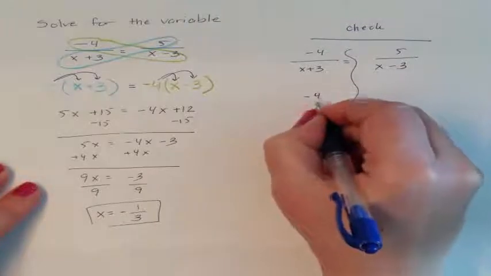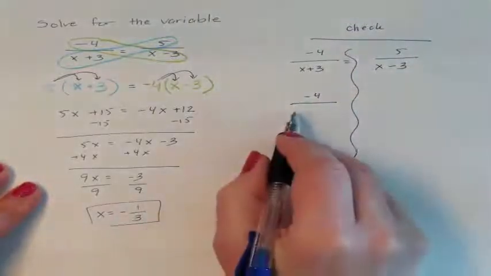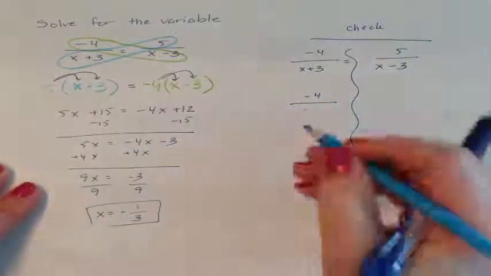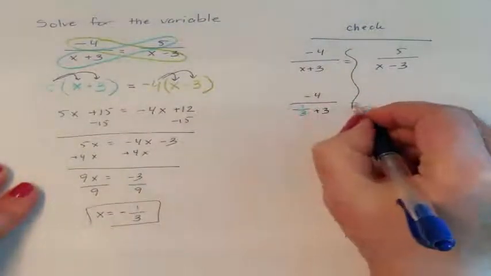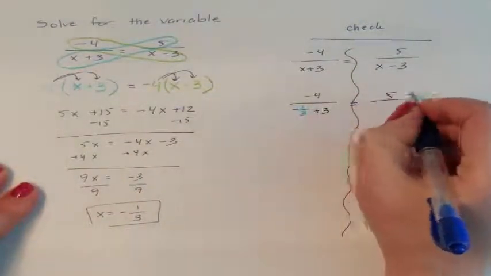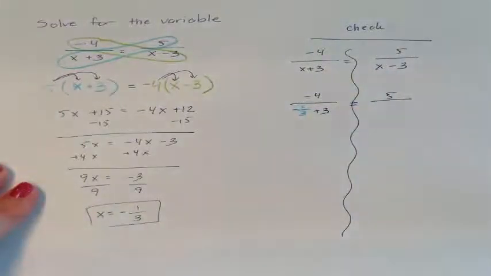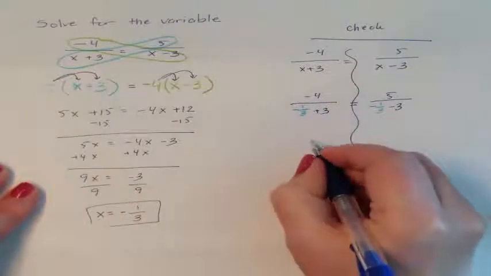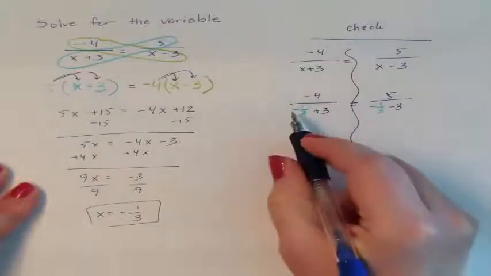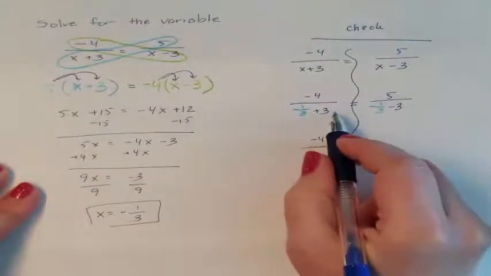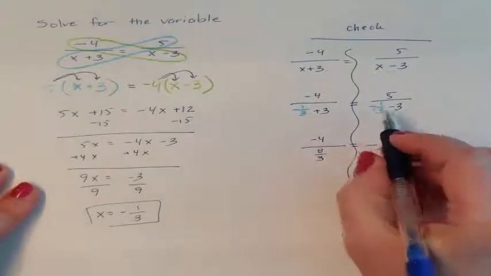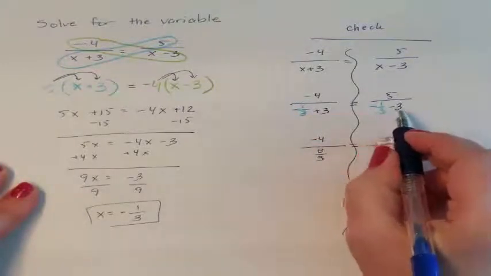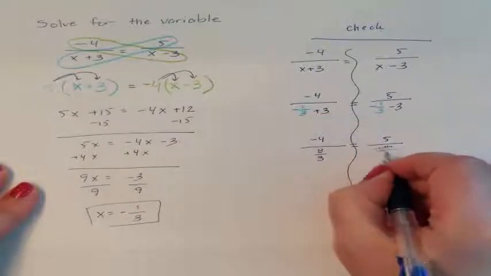So this is negative 4 all over, I need my x value. So this was a negative 1/3. And then I'm supposed to add 3. Equals, this is a 5 all over, I need my x, which was a negative 1/3, and then I'm supposed to subtract 3. So this is negative 4 all over, negative 1/3 plus 3 is an 8/3. 5 all over, negative 1/3 minus 3 is a negative 10/3.